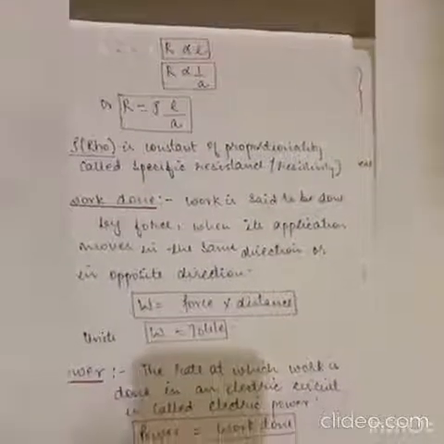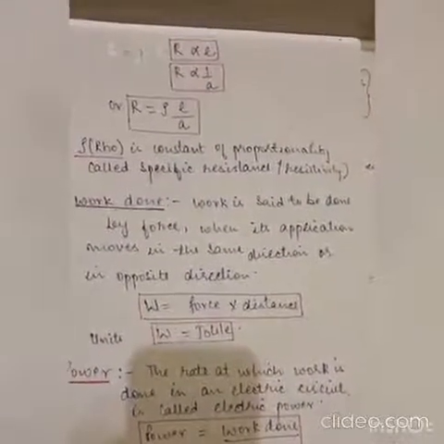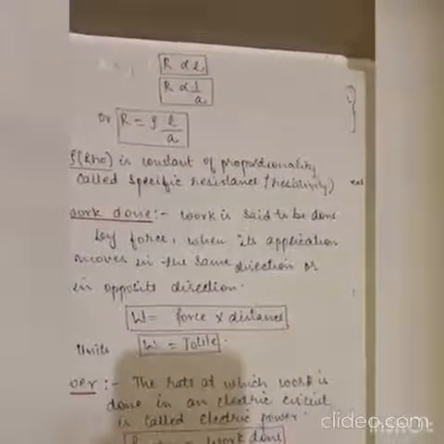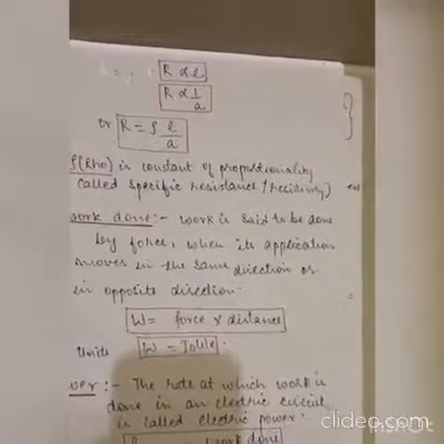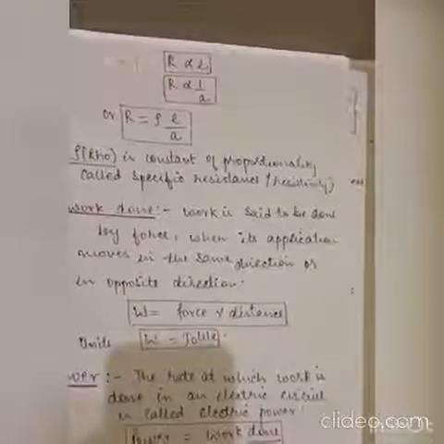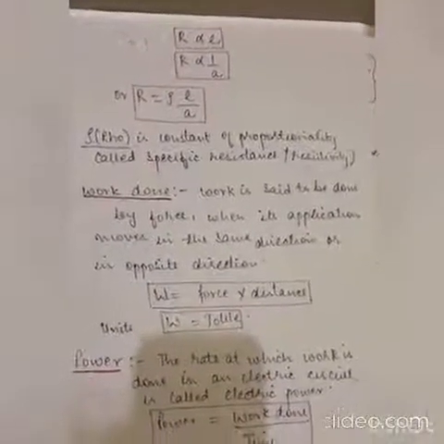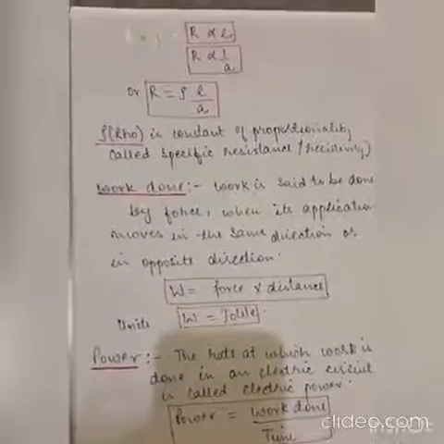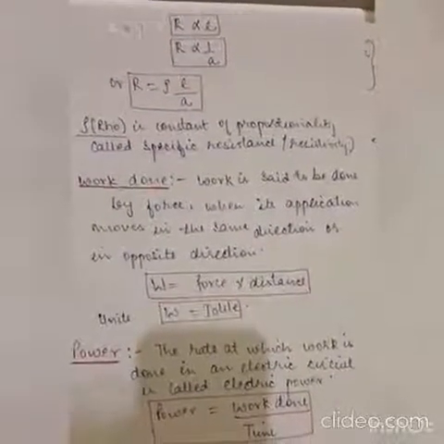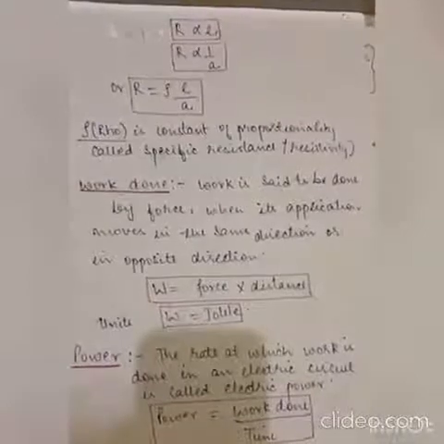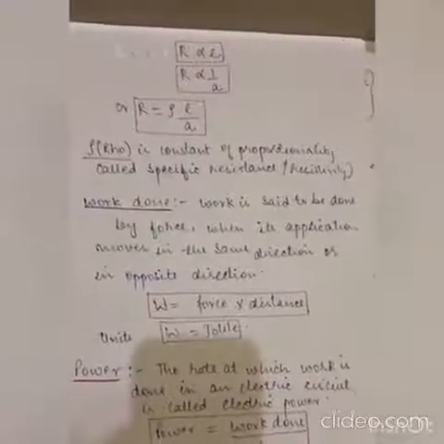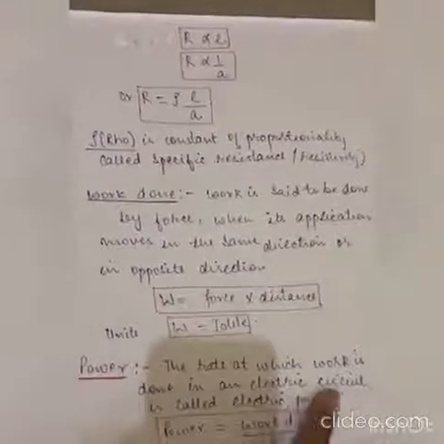The next basic electrical quantity is work done. Work is said to be done by a force when its point of application moves in the same direction or in the opposite direction. So work done is given by force into distance. The unit for work is joule. Next basic electrical quantity is power. The rate at which work is done in an electric circuit is called electric power. Electric power is given by work done upon time.